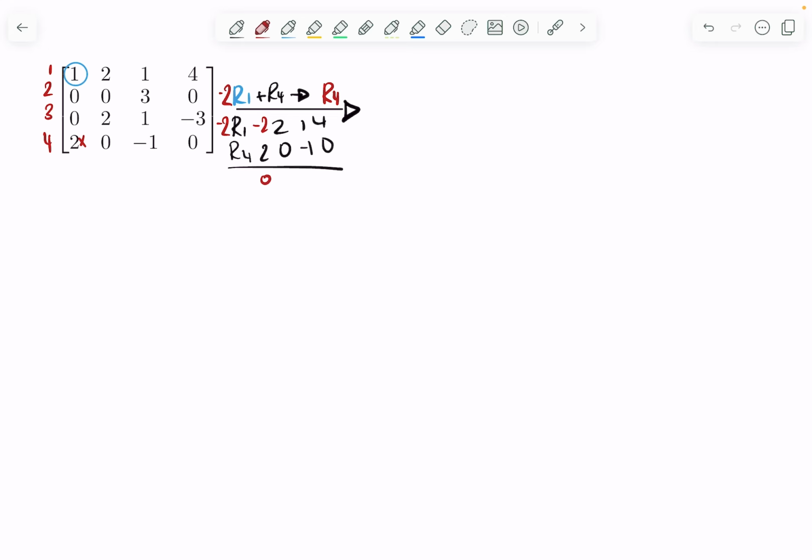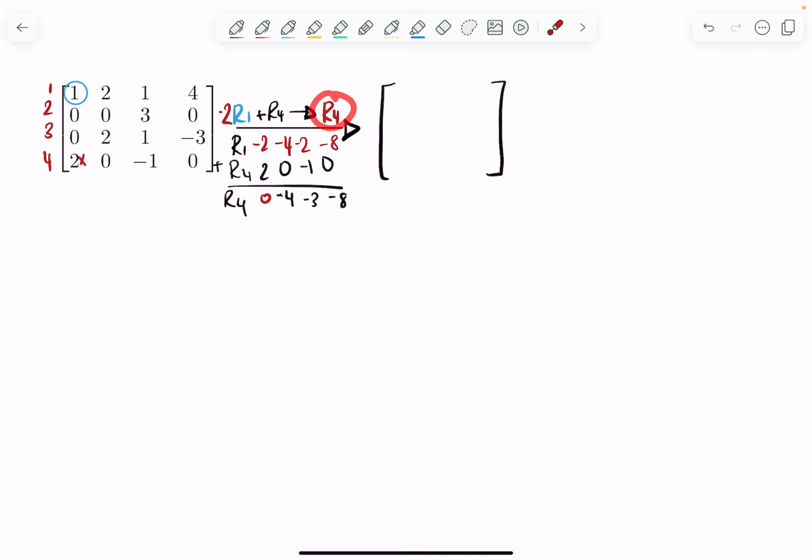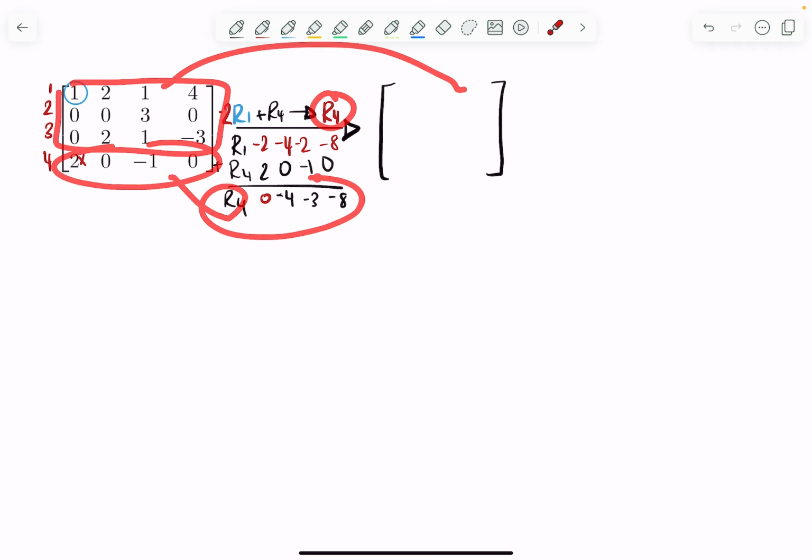That means this is going to be a negative 2, this is going to be a negative 4, this is going to be a negative 2, and this is going to be a negative 8. Then I can just add as I said I was going to do. So this is already what I wanted, 0. This is negative 4, this is negative 3, and this is negative 8, and this is my row 4. So since I only changed row 4, that means every single thing is going to stay the same except row 4. I'm going to switch it with this one.